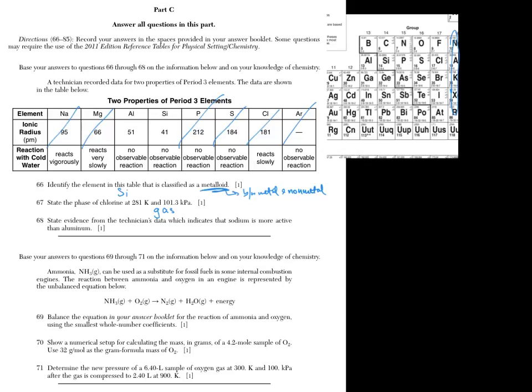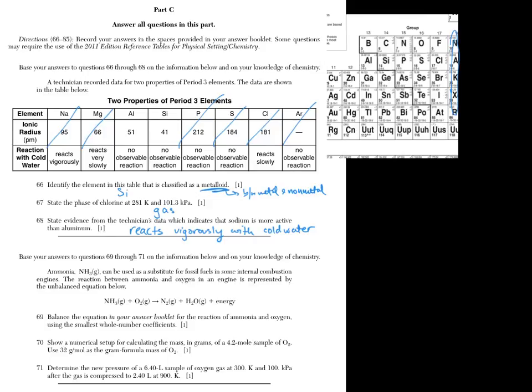All right, number 68: state evidence from the technician's data which indicates that sodium is more active than aluminum. So we're looking at the data table. Sodium is right here, Na. It reacts vigorously with cold water, but there is basically no observable reaction with aluminum. So that's a piece of evidence: it reacts vigorously with water.